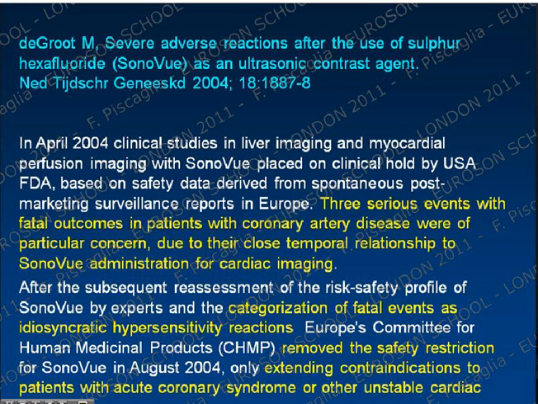And this is why I mentioned that before injecting, we only need to take the history of patients and ask whether the patient had any active ischemic cardiac disease in the last weeks, 4 to 6 weeks.